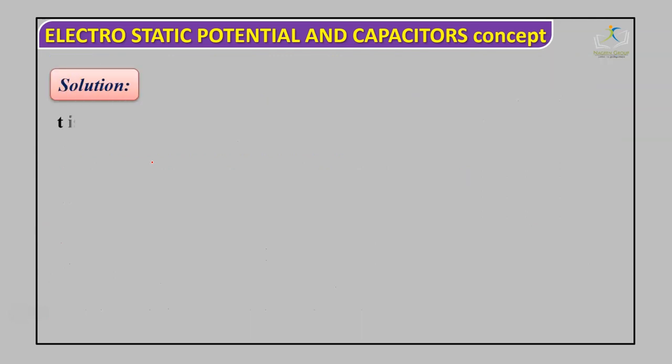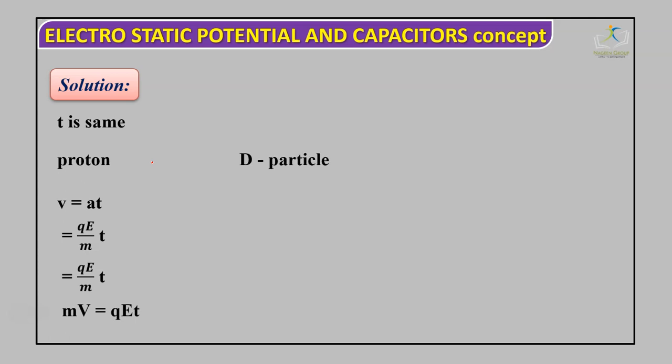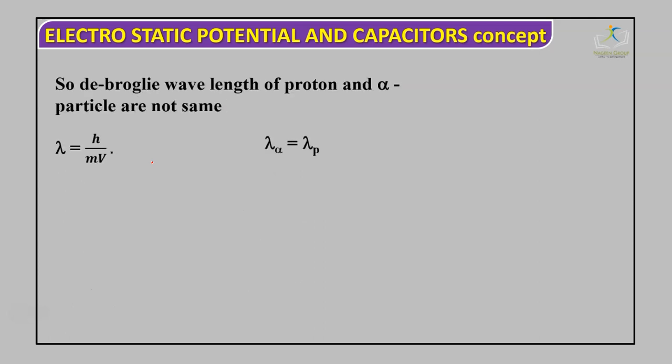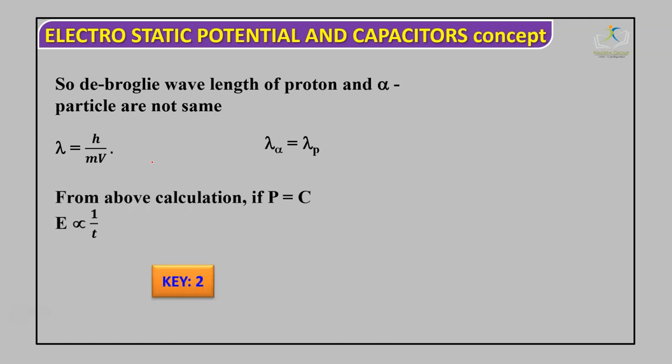Let us see the solution of this question. So t is the same. For the proton, V is equal to at, because initially the velocity will be 0. So we have mV is equal to QE into t. For a particle, V is equal to QEt by m. If I just solve this value, we get the value of the wavelength. So after solution, we can say that the second option is the correct answer.